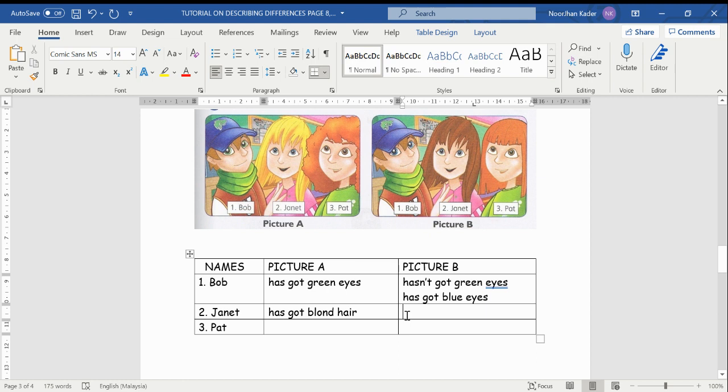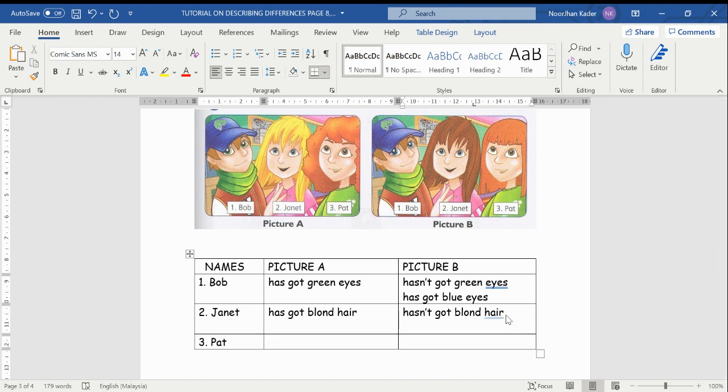So that is how you write Janet hasn't got blonde hair. That means you are refuting. She hasn't got blonde hair. She has got brown hair. So that is how you refute the statement in picture A for Janet.